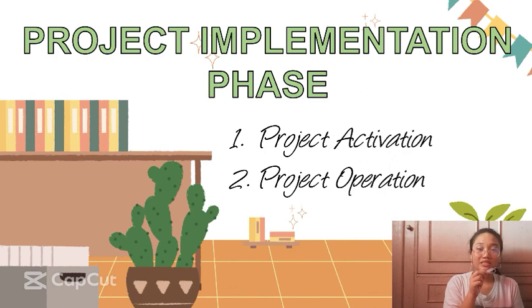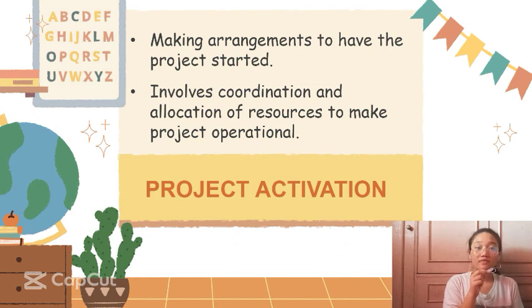There are two phases of project implementation: the project activation and the project operation. First, the project activation means making arrangements to have the project started, and it also involves coordination and allocation of resources to make the project operational. This may include talking to your suppliers to have desirable discounts for your raw materials.